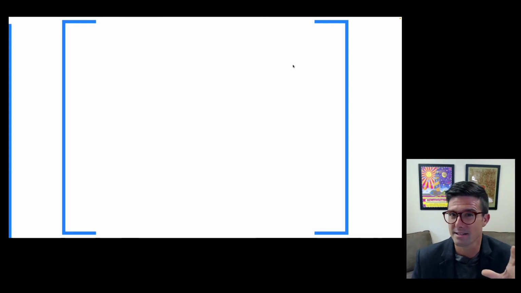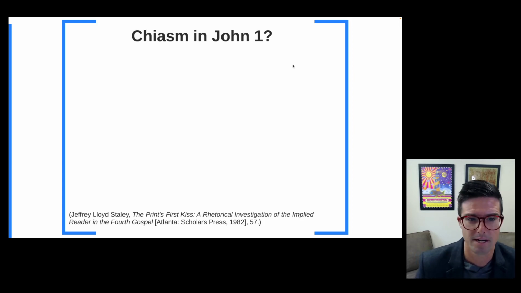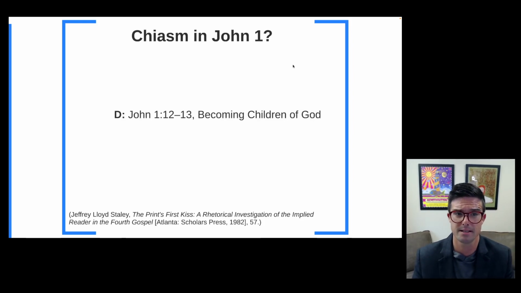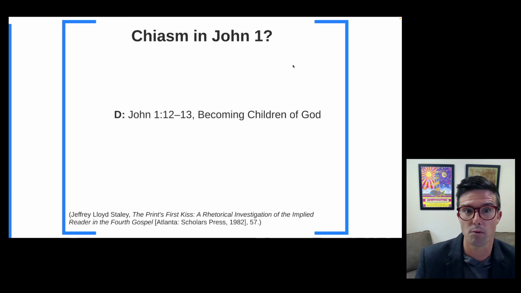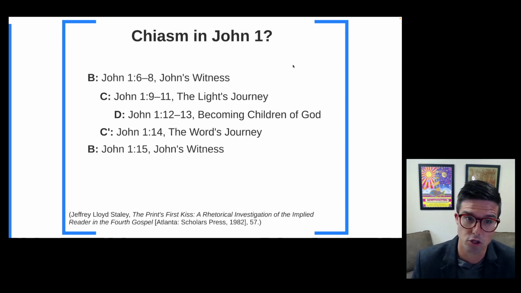So another individual has taken sort of the nuts and bolts, or the basic outline of Culpepper's chiasm here, and simplified it a little bit. This is Jeffrey Staley's, and you'll see it only goes down to D. So it's going to be a little bit more generalized. And once again, just like Culpepper, he is going to have becoming children of God be the center of the chiasm. Working out, we have this bit about journeying. So either the light's journey or the word's journey, ultimately the same individual, namely Jesus, in different terms, but it's about where they go and what they do, entering and leaving places, journeying in places.